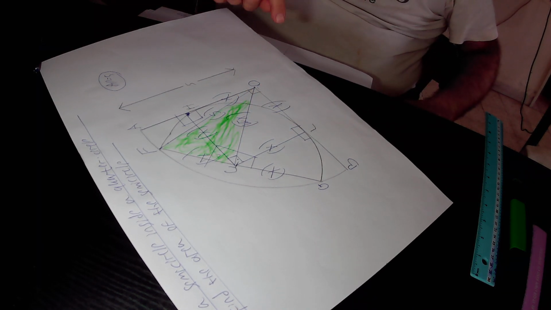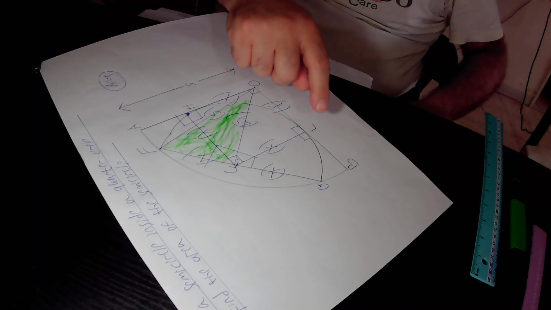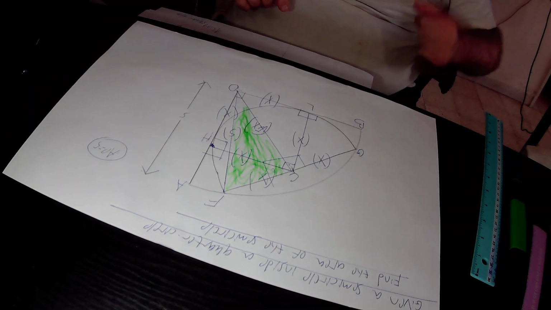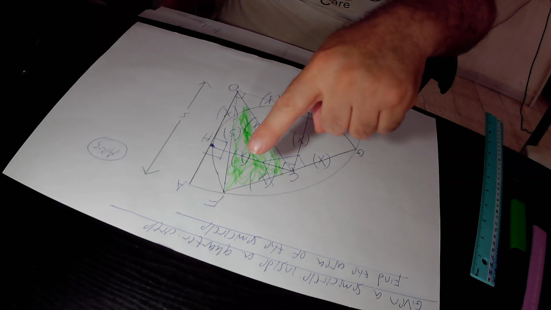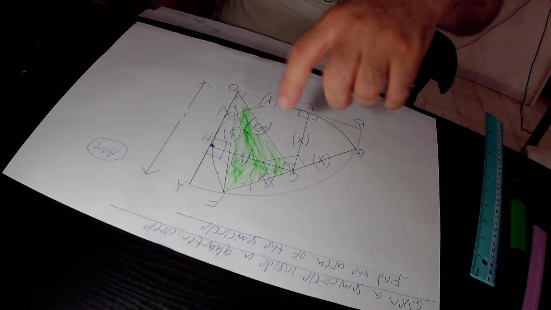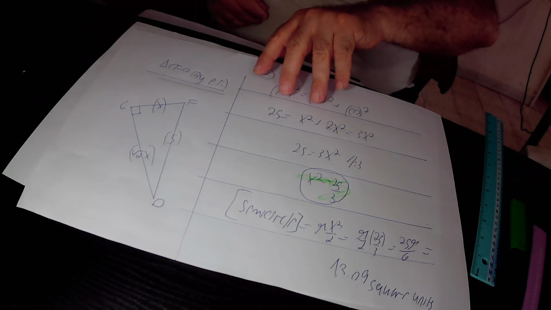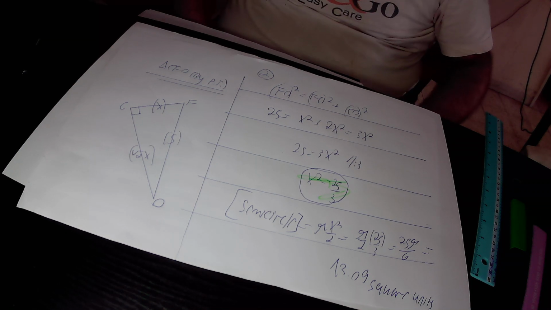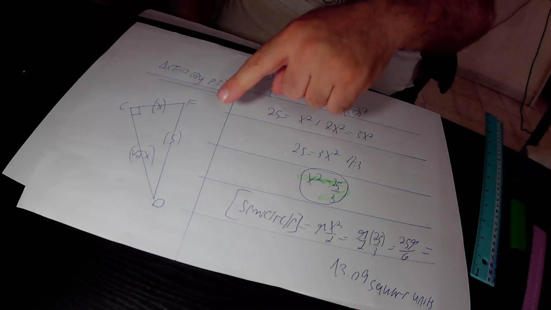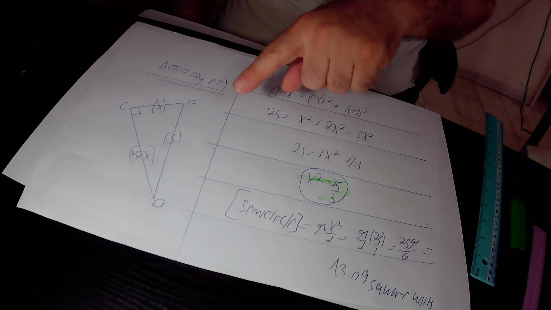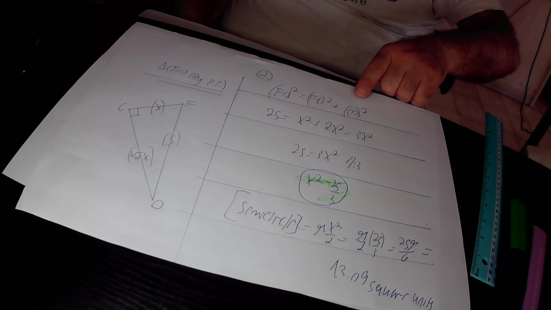In the next step, we join points O and F together by a straight line. OF is the radius of this quarter circle, which equals 5 units in length. Then I copied the right green triangle CFO onto a new page and implemented the Pythagorean theorem in triangle CFO. According to the Pythagorean theorem, FO squared, the square of the hypotenuse, must equal FC squared plus CO squared.